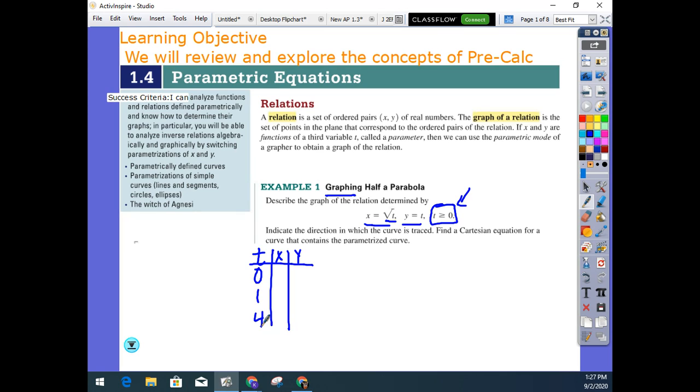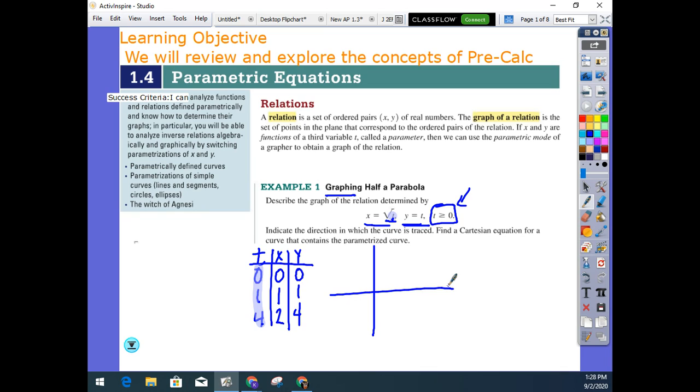I'm then going to plug all of my t values in for t here to calculate what the x is. So if I plug 0 in, the square root of 0 is 0. Plug 1 in, x equals 1. Plug 4 in, square root of 4 is 2. Then we're going to calculate the y values. So I plug each of my t values in for t to calculate y. And since they're the same, all of my y values equal my t values, so there we go.